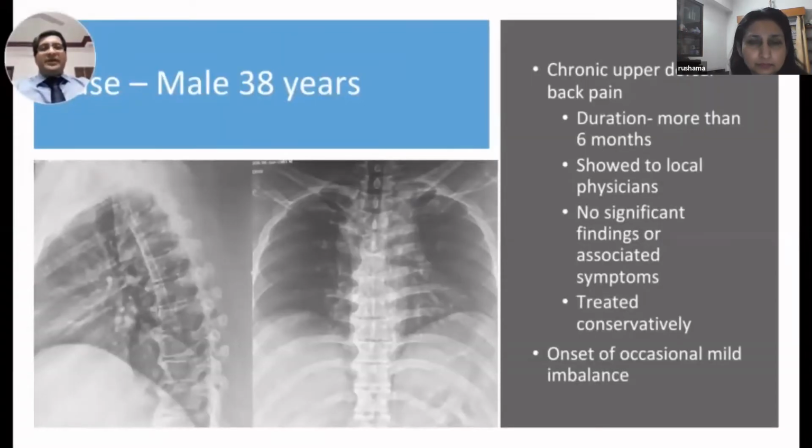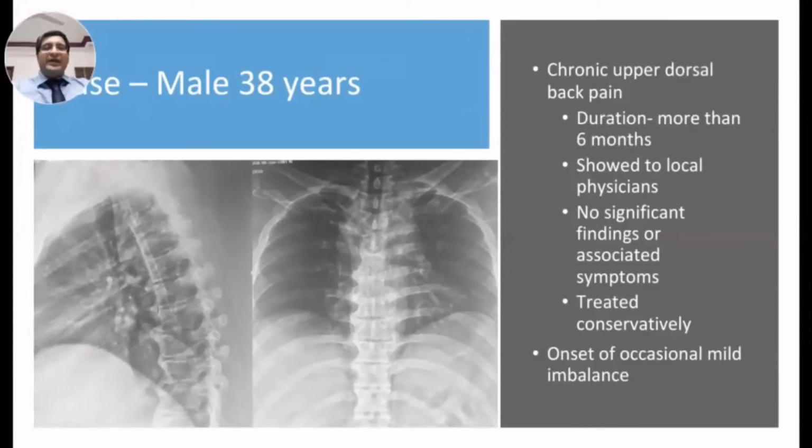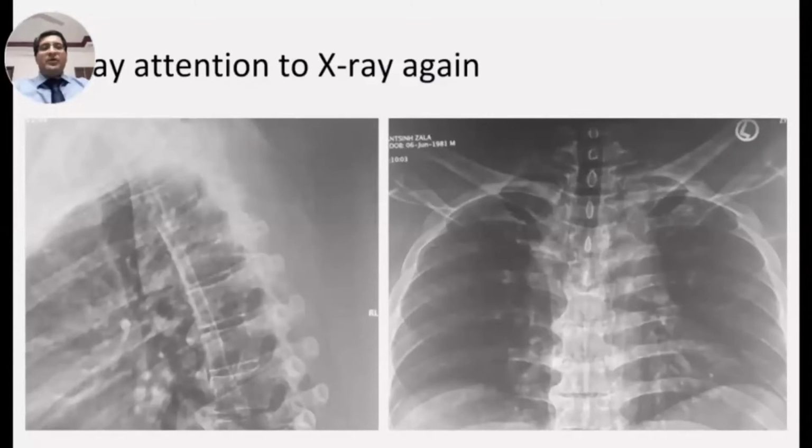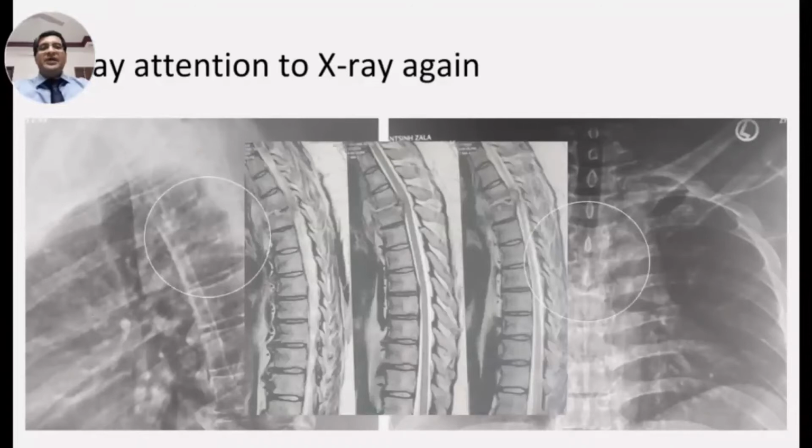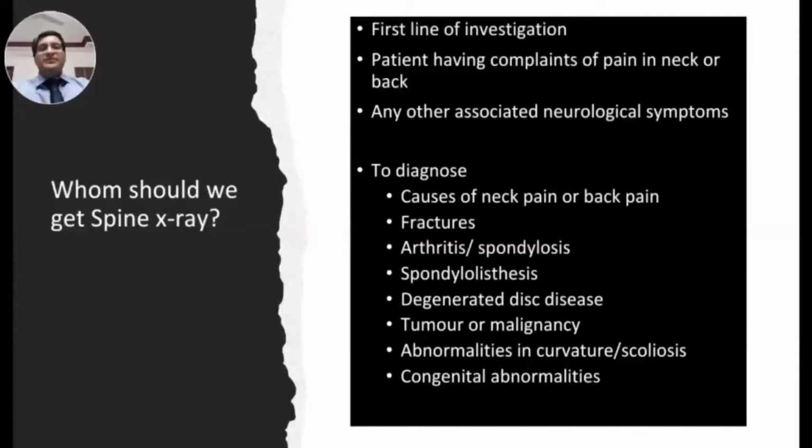Let us start with a case of a 38-year-old male who has been suffering from chronic upper dorsal back pain and was shown to local physicians without any significant findings or outcome. However, upon development of occasional mild imbalance, we got an X-ray, and if we pay closer attention to the X-ray, we can see that there is a spondylolysis as well as decreased height and irregularities of the intervertebral disc in AP and lateral films, suggestive of an associated infection. Therefore, we must pay very close attention to the X-ray in identifying spine pathologies.